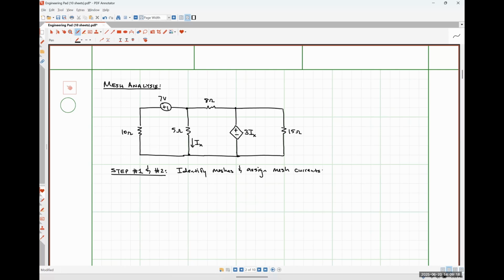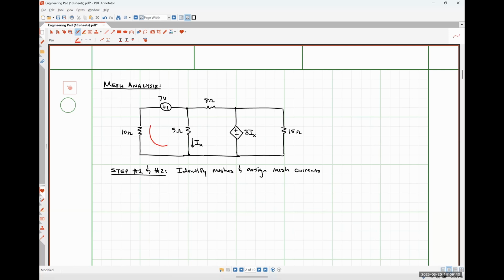So I guess realistically, what you said is correct, but we might not always have a mesh inside something larger. So for this particular circuit, there would be 3 meshes, one on the left-hand side, one in the middle, and one on the right. And I'm going to go ahead and assign those mesh currents as follows.